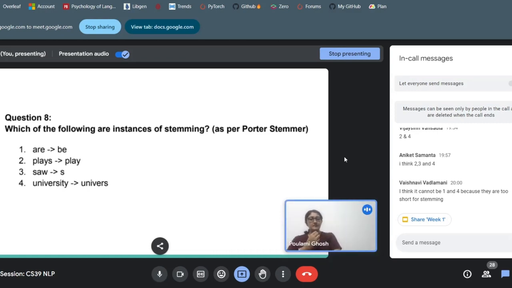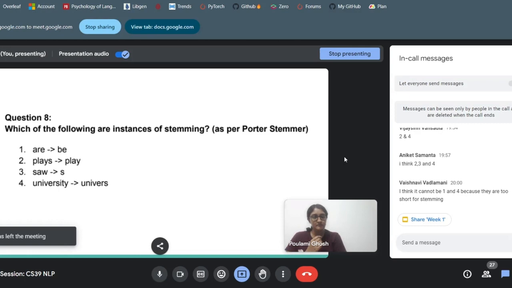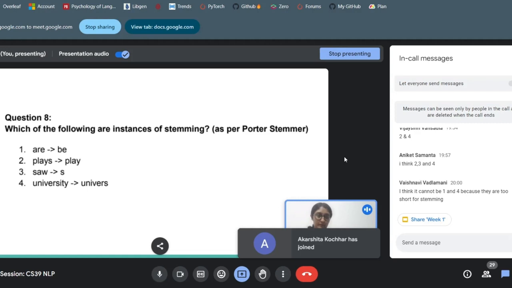Okay. Why do you think so? As we know, stemming involves removing the suffix from the original word. So here in the word saw, O, A or AW is part of the suffix. So we remove the O part, and the S part remains. I think saw is also an instance of stemming. Okay.